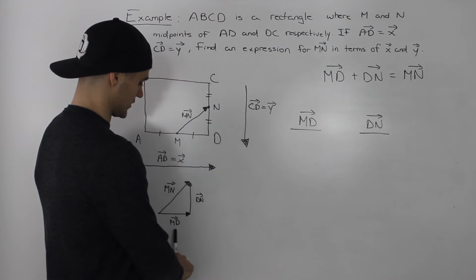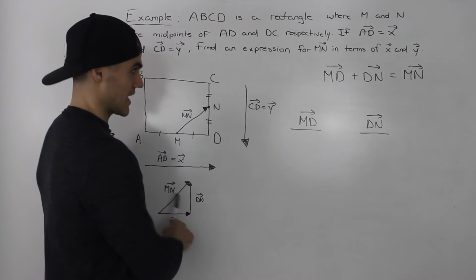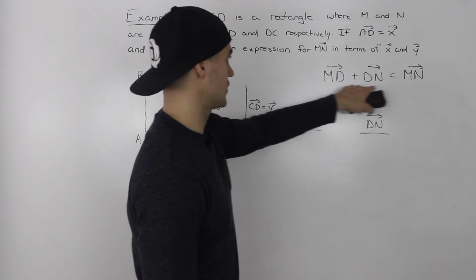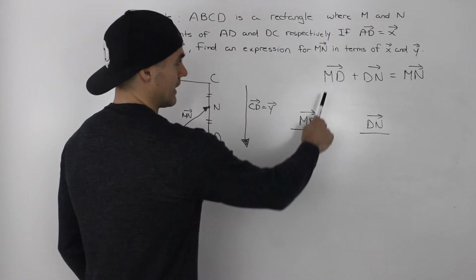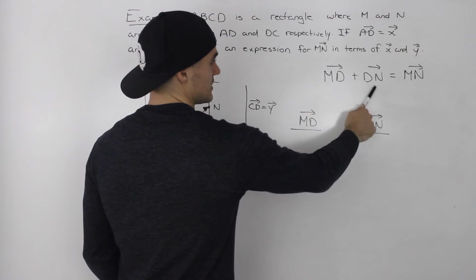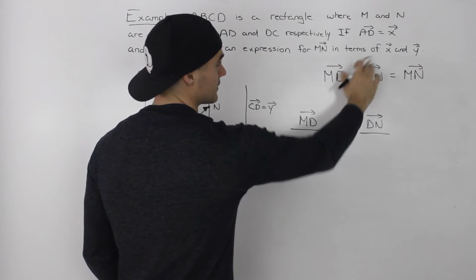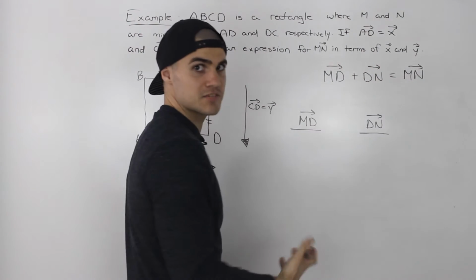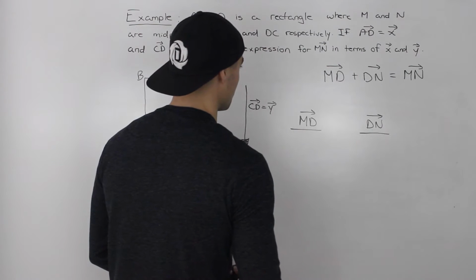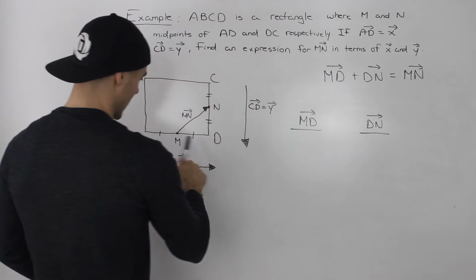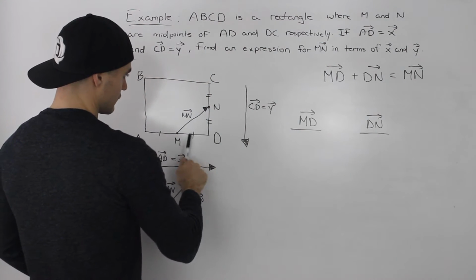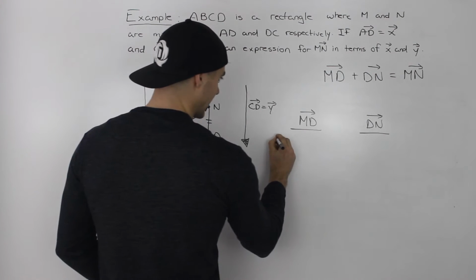So I took this result, MD plus DN equals MN, and wrote it out here so you can see it clearly. Now let's get an expression for each of these separate vectors, because if we can get an expression for MD and DN in terms of X and Y, then we have an expression for MN as well.